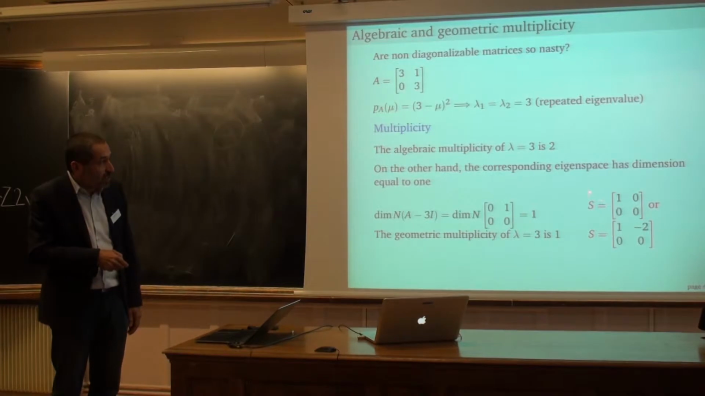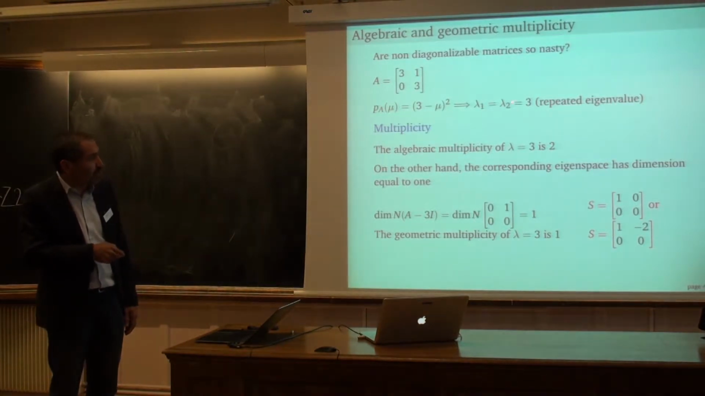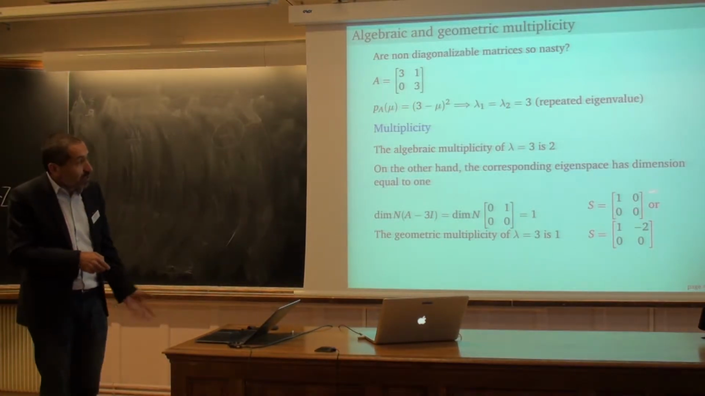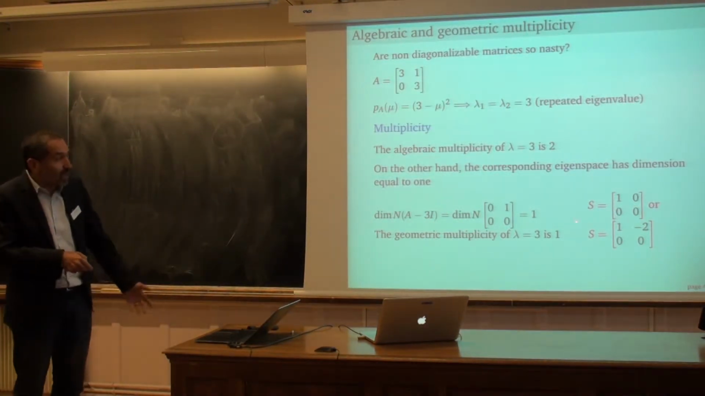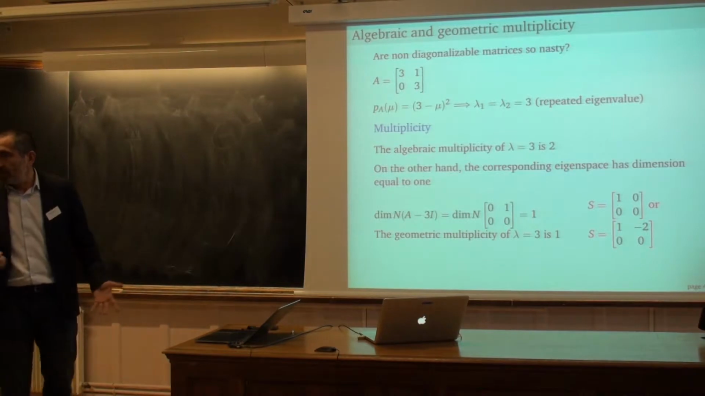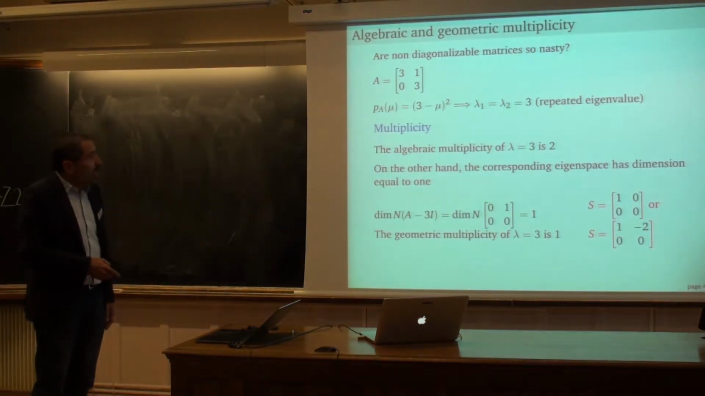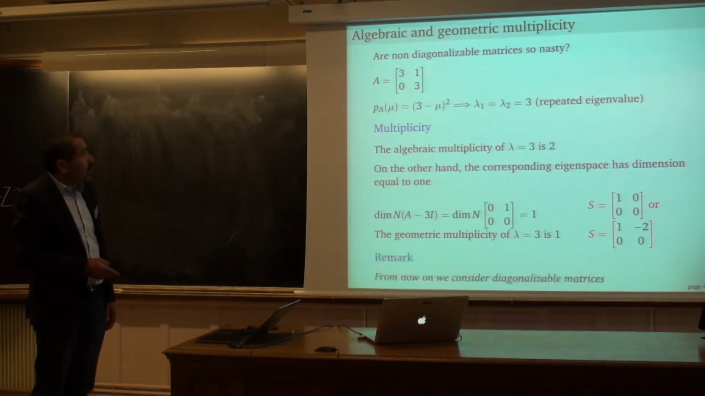This is 1, because the eigenvector corresponding to 3 is 1, 0. So it's this column here. Then you can put 0, 0 if you want, or you can put any multiple of 1, 0, and this is what everybody knows about the difference between geometric and algebraic multiplicity. Okay? And in particular, this is not diagonalizable.